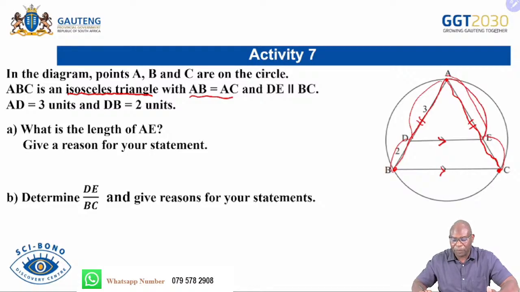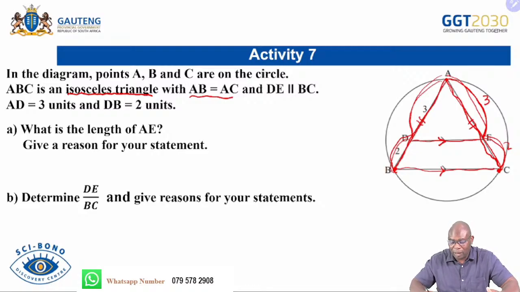so they want the length of AE with a reason. Now, obviously, if this is an isosceles triangle, and we have this line parallel to that, they are in the same proportion. So here it will be the same proportion. So that will be 3 and that will be 2. So they will always be in the same proportion.